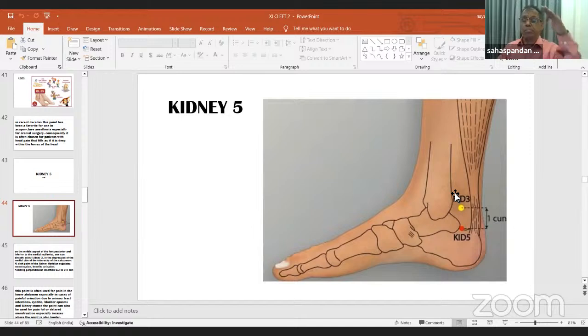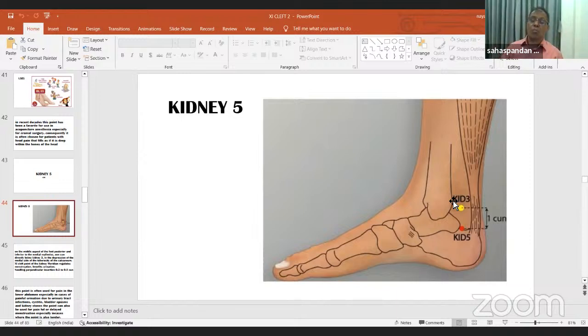One cun directly below from Kidney 3. You locate Kidney 3 first. It is the midpoint between the tip of the malleolus and the Achilles tendon. This is Kidney 3. And come down one cun. So this is Kidney 5.